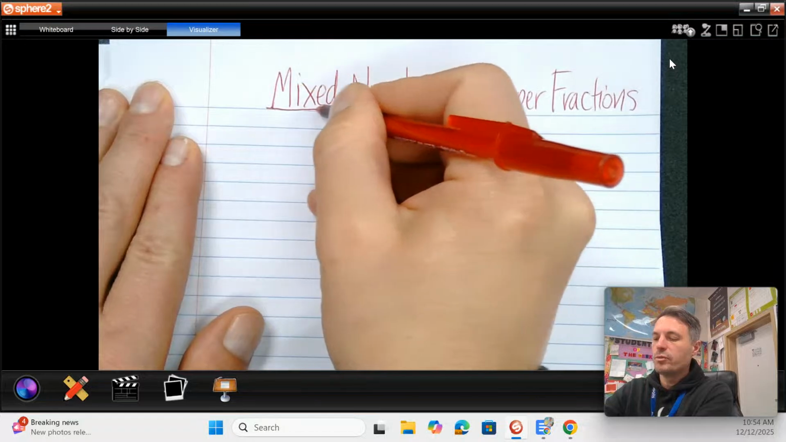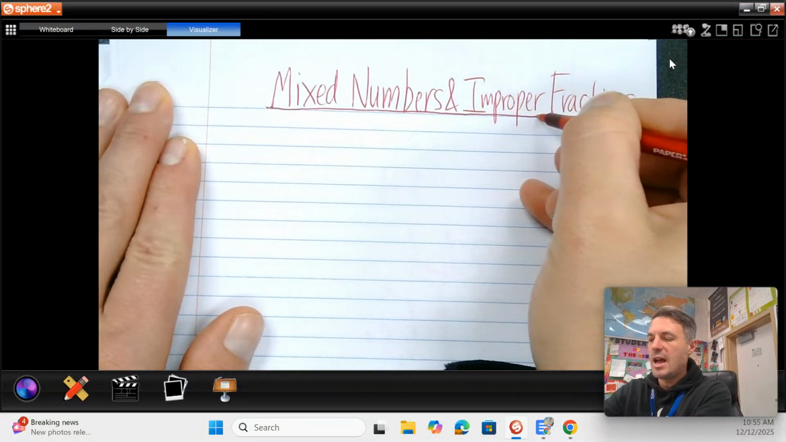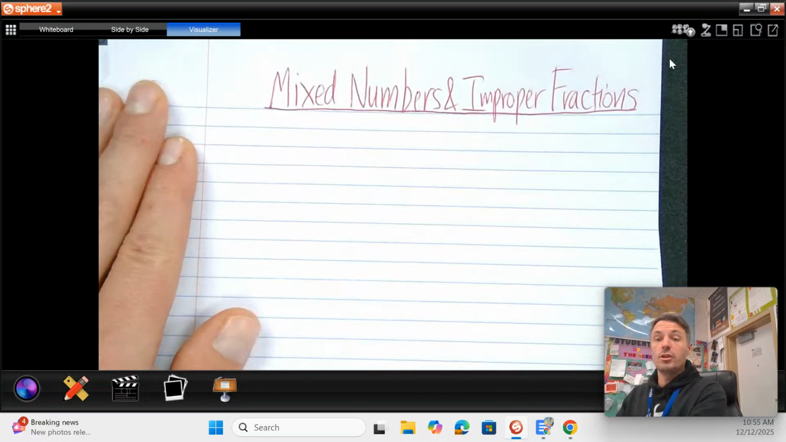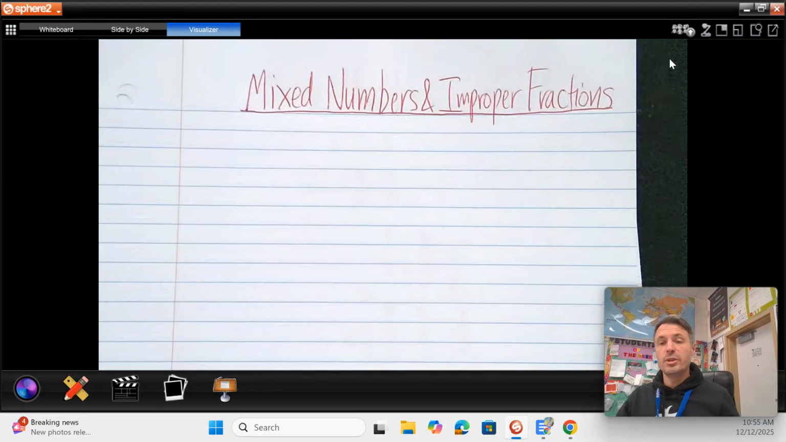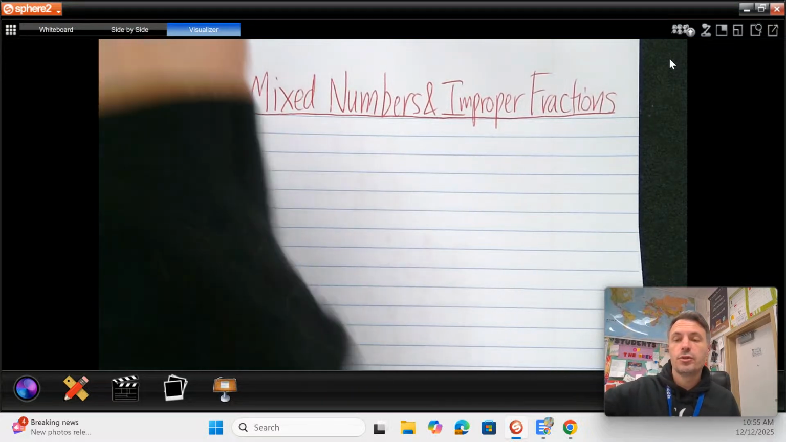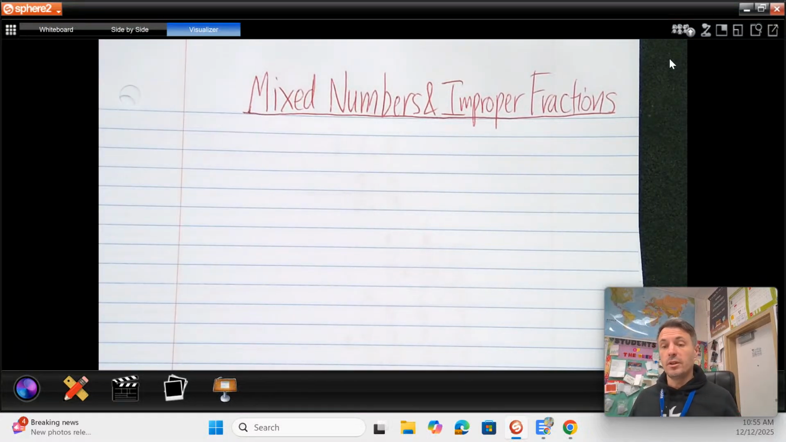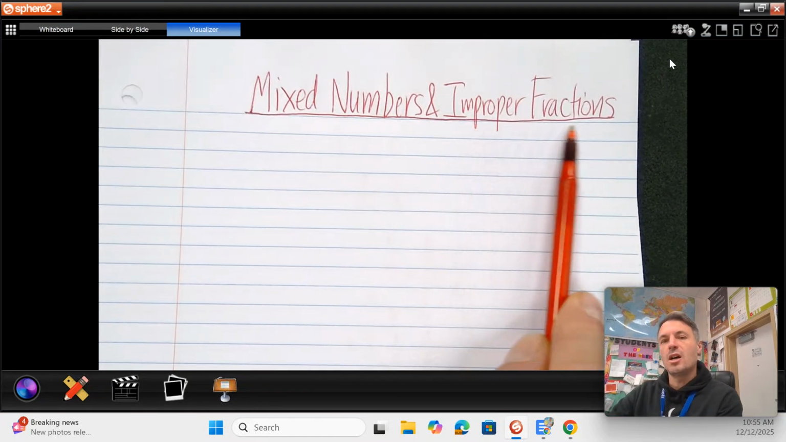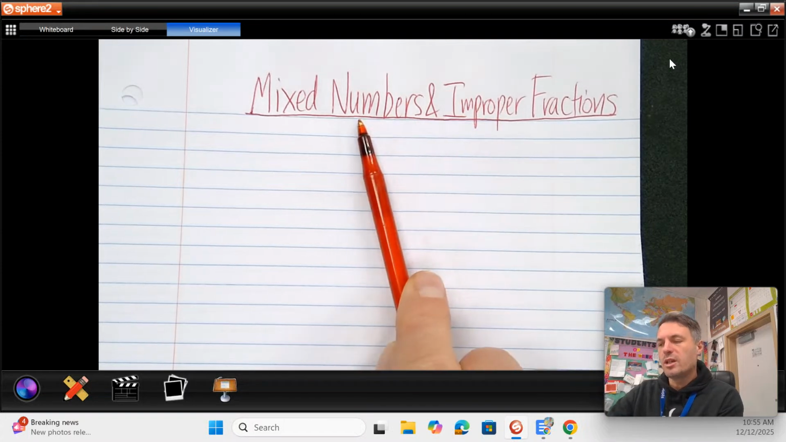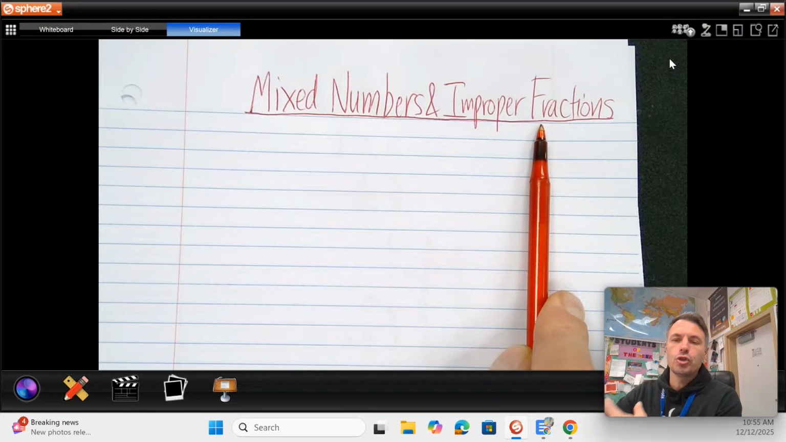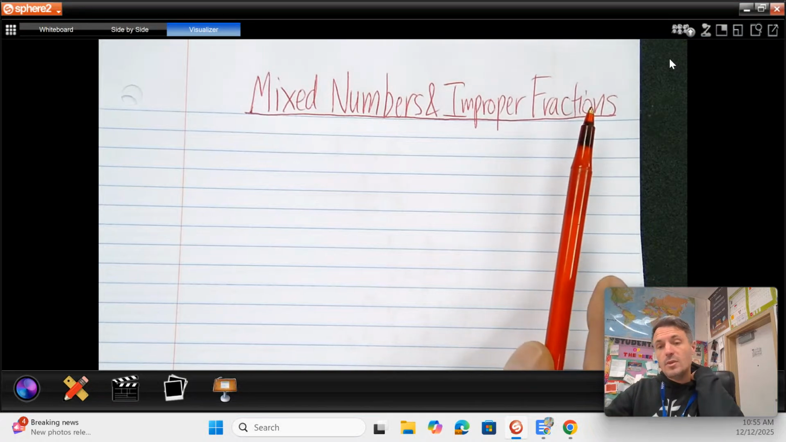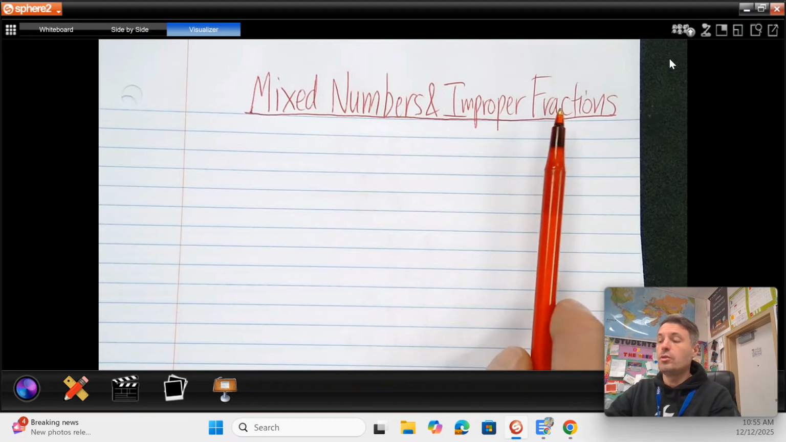Okay, this is a little bit of a repeat lesson from the last math lesson, which was just called mixed numbers. If the last math lesson clicked for you, this one will be easy. If it didn't click for you, this is another opportunity to make it click, because we're really talking about the same thing. We're just more focused on the relationship between mixed numbers and improper fractions, how they're both showing different versions of the same thing, and how to change from one to the other.